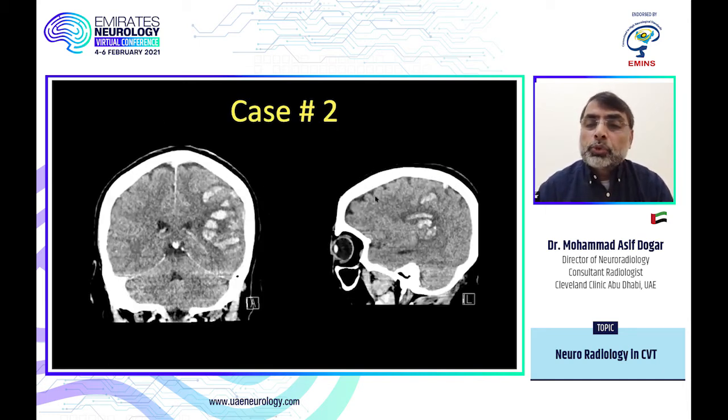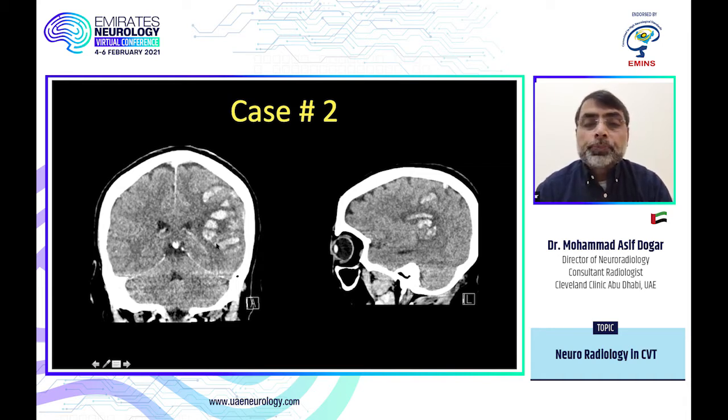Here is the second case. It looks similar to the last one: this patient has multiple hemorrhages, which I call interrupted hemorrhage, laminated hemorrhage, and there is normal brain parenchyma in between. So this is highly worrisome or suggestive of venous infarct. So whenever you have this kind of hemorrhage, again, look for a hyperdense vein or a hyperdense sinus.